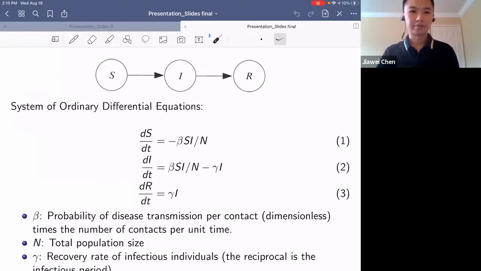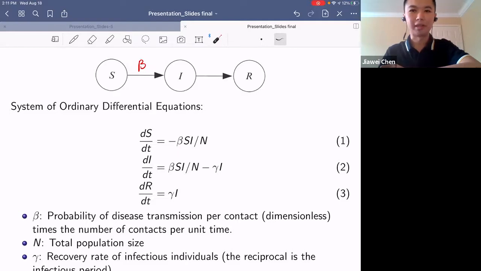The beta here denotes the likelihood of transmission. We can see that this will be the first arrow between S and I. This represents the population who used to be susceptible and became infected later. In the first equation, we can see that dS/dt equals negative beta S I over N. This represents an outflow from the S category, and this flow is proportional to both S and I.